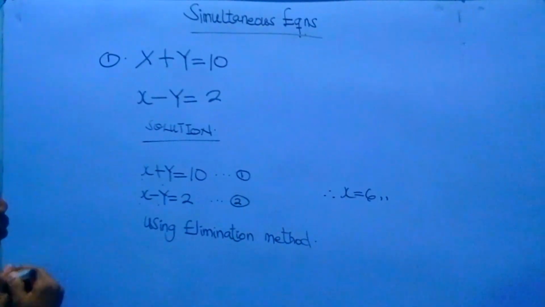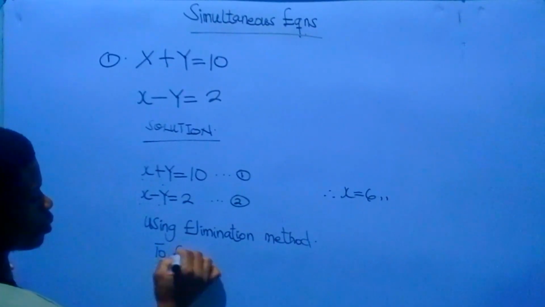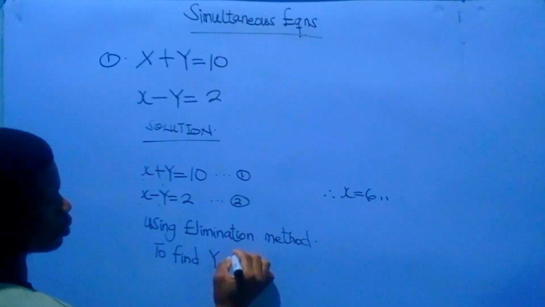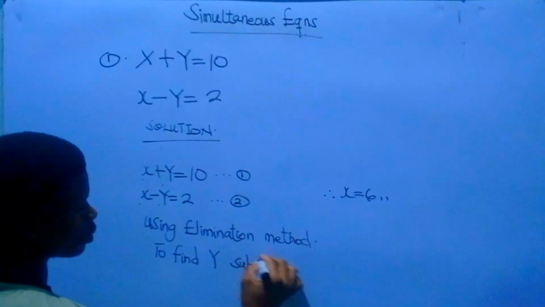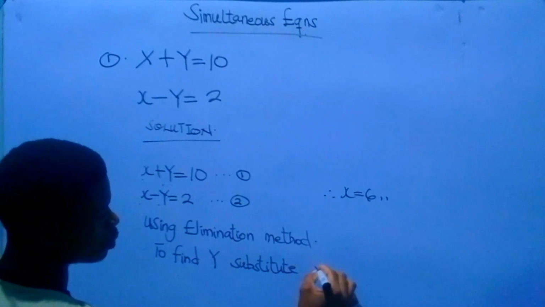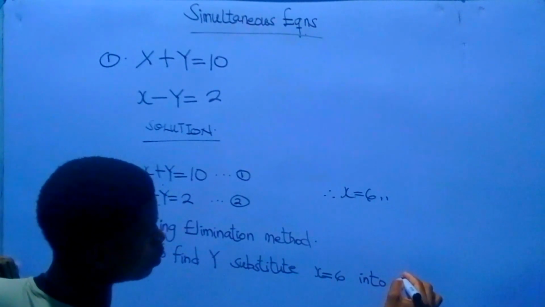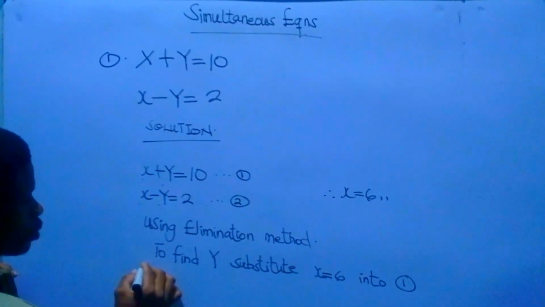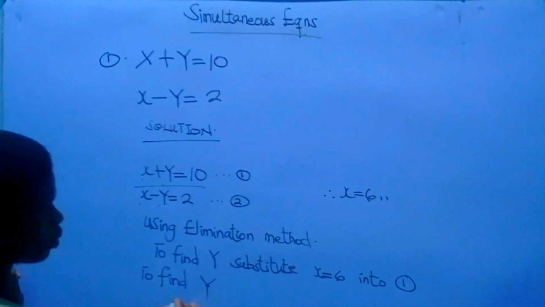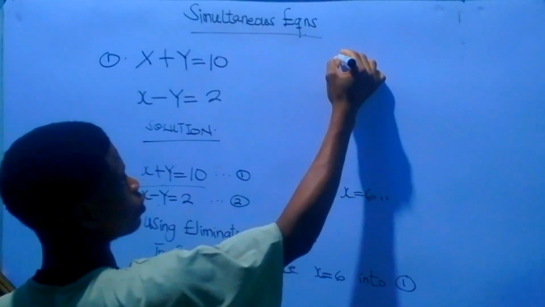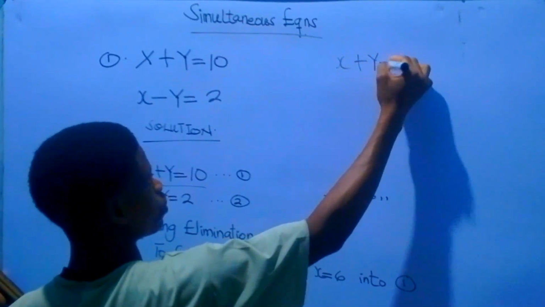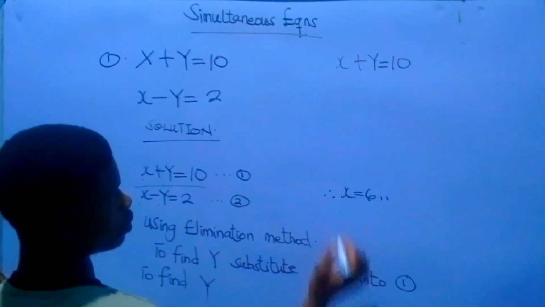To find y, you put x equal to 6 in any of the equations, either equation 1 or equation 2. I'm picking equation 1. So to find y, I'll rewrite equation 1: x plus y is equal to 10. Now x is equal to 6, I'll place it there.